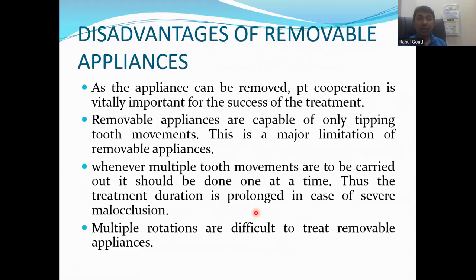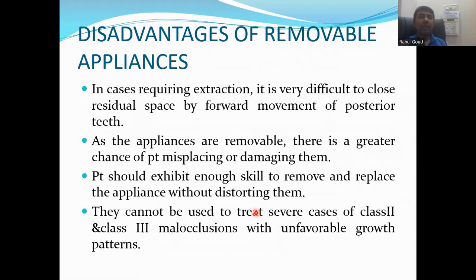For example, when a patient has rotations, crowding and spacing, first you have to correct the rotation, then you have to correct the crowding, and then you have to close spaces, which requires more time. So multiple rotations are difficult to treat with a removable appliance because only single tooth movement is possible. In cases requiring extraction, it is very difficult to close residual space by forward movement of the posterior teeth.